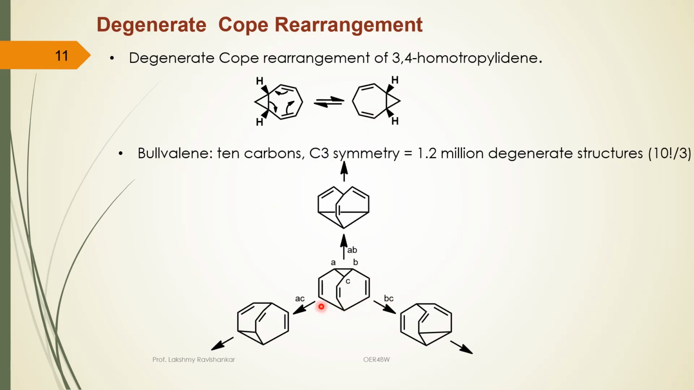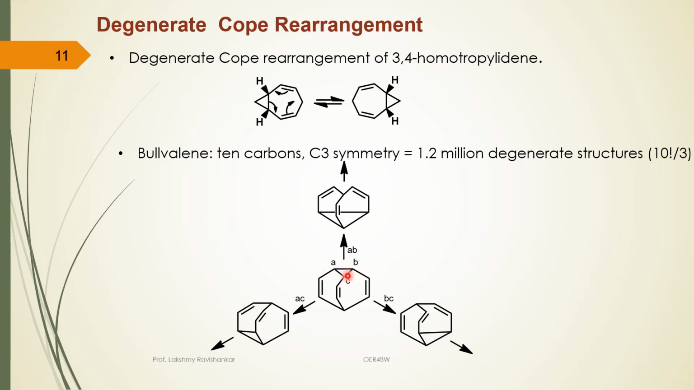If you see, it has got 1, 2, 3, 4, 5. This is a 1,5-hexadiene system. Similarly here 1, 2, 3, 4, 5. This is also a 1,5-hexadiene system. 1, 2, 3, 4, 5. This is also a 1,5-hexadiene system. 10 carbons, it has a C3 symmetry, and it has got 1.2 million degenerate structures.